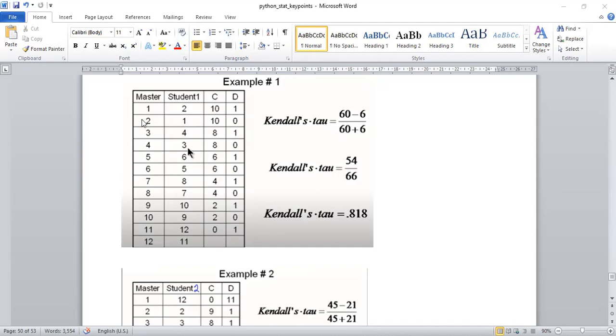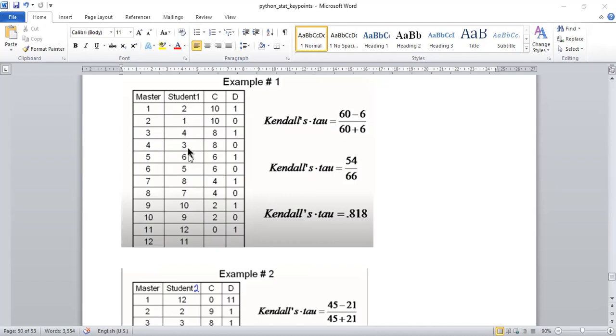And for the second rank, that is, the master has given second rank, but student one has given first rank. And for the art where the master has given third rank, student one has given fourth rank. So look, there is a little bit of correspondence. So how do we calculate that?